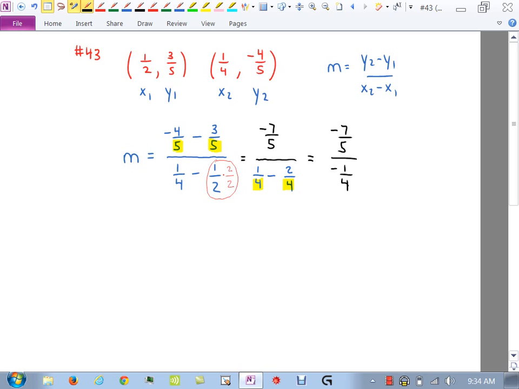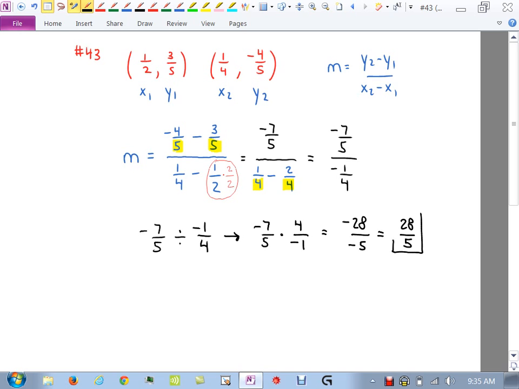And at this point you have a complex fraction. You have a fraction over a fraction. So just remember, when you have a fraction divided by a fraction, we really have this, -7/5 divided by -1/4, right? That's really what that means. And division is the same as multiplication of the reciprocal. So I can rewrite this as -7/5 times 4 over -1. So just flip the other fraction over. And now, because it's multiplication, you just multiply straight across. So you get -28 over -5, and a negative divided by a negative is positive, isn't it? So 28/5 is the slope. That help? Okay.